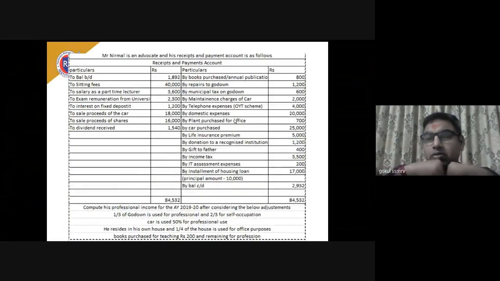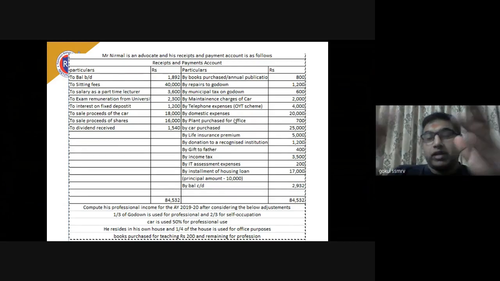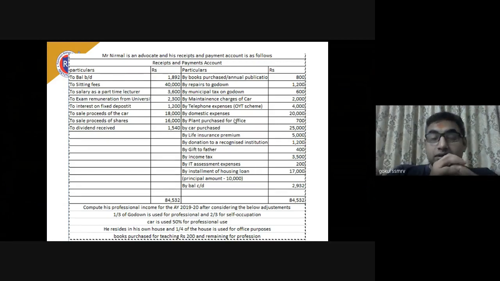Now let us try to understand this problem. What does this problem say? This problem says Mr. Nirmal is an advocate and his receipts and payments account is as follows. So you should understand how a receipts and payments account looks. On the left hand side, you'll have the receipts. On the right hand side, you'll have the payments.